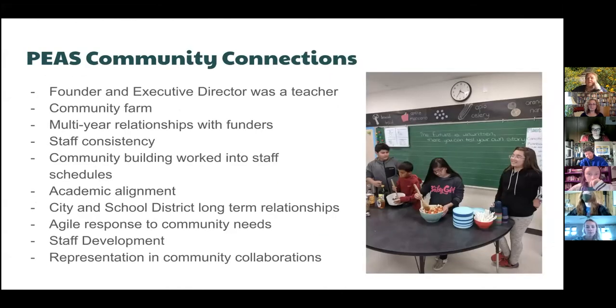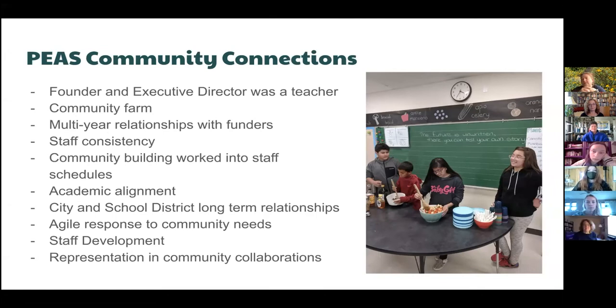So there's a lot of info on this one slide, but these are some of the things that PEAS in particular did really well. Their founder and executive director was a teacher in the school district. She founded the community farm and then realized that teachers needed a lot of support in using the space. Having a space wasn't enough. Even asking them, inviting them, telling them to use the space wasn't enough. And they really saw a need. And so she left the classroom and founded PEAS.